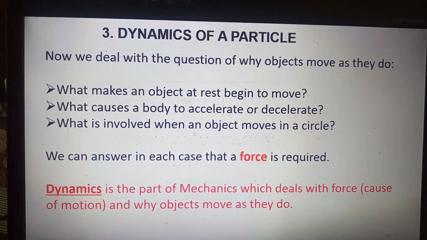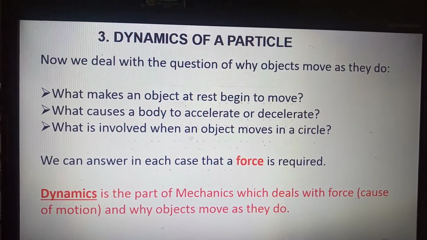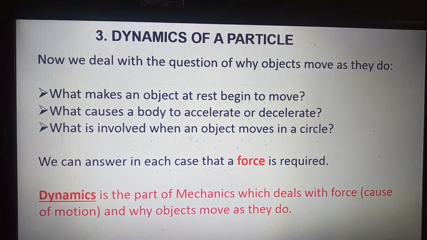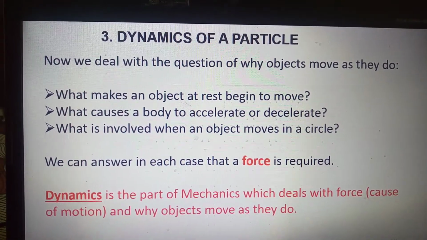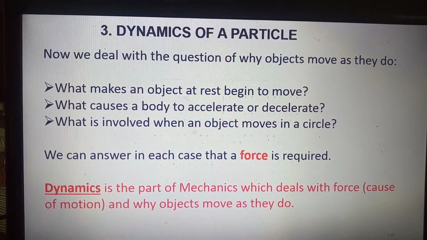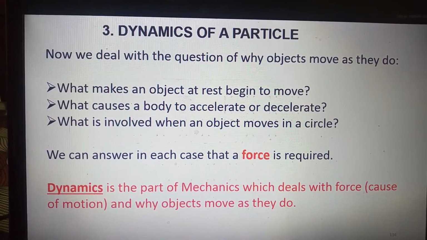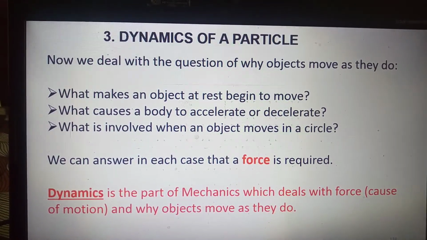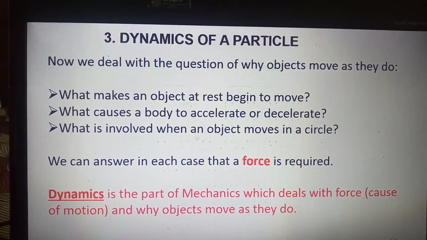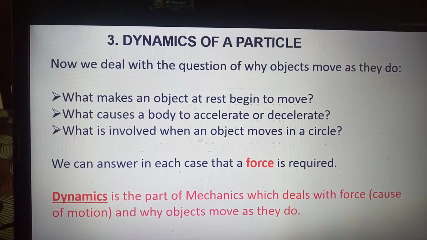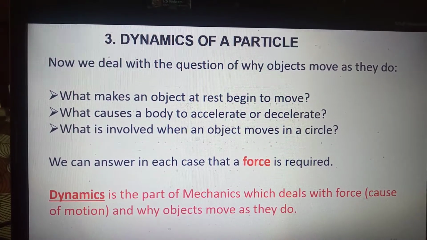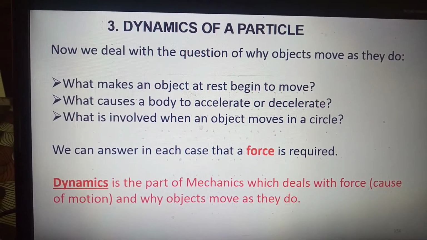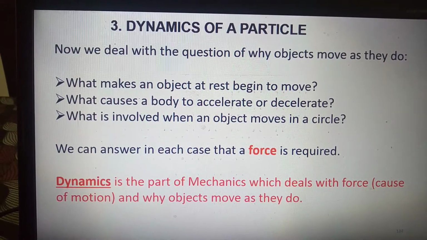Starting with the basics, here come three questions. The first one, what makes an object at rest begin to move? Second, what causes a body to accelerate or decelerate? This is when a body is moving with constant velocity. What makes it accelerate or decelerate in order to stop? What is involved when an object moves in a circle? Then here the answer comes: a force is needed.